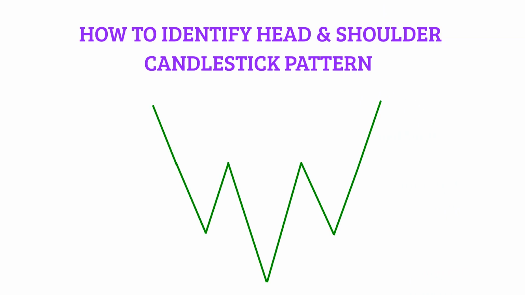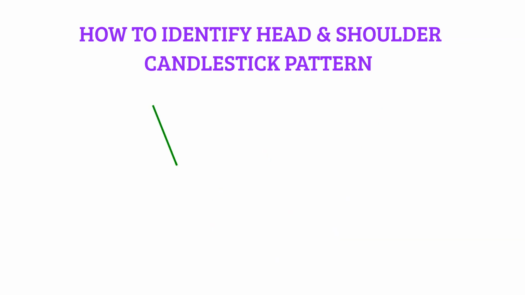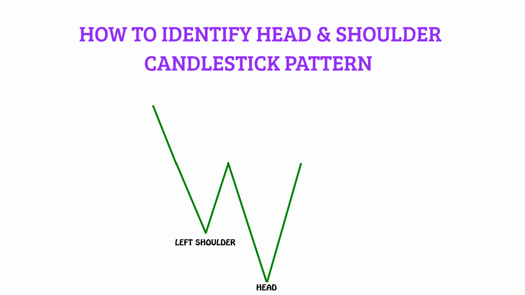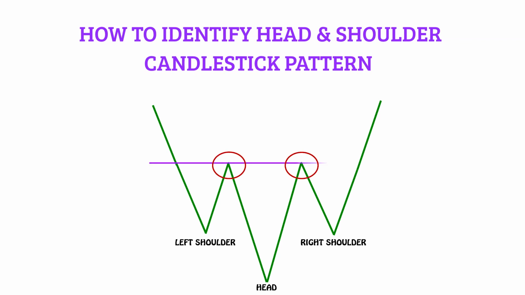Inverse head and shoulder pattern has 3 lows or 3 bottoms, where the middle bottom is the lowest and the other two can be of similar height. That means it is formed by a lower low, which is the left shoulder, and it is followed by an even lower bottom, which is the head, and another higher low, which is the right shoulder. And when you connect the highest points, then you get the neckline. The slope of the neckline can be either up or down.